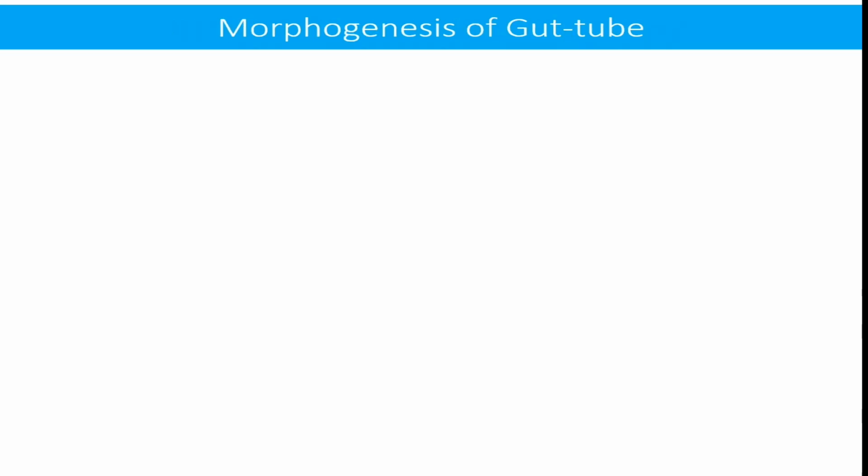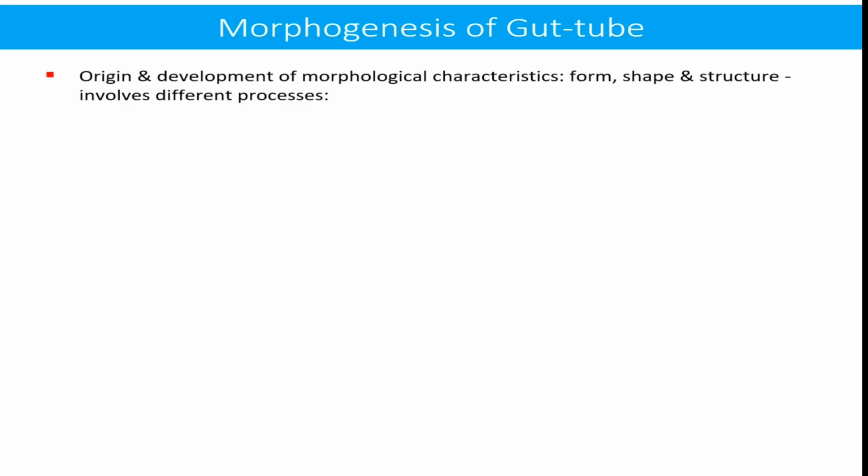Now we come on to the morphogenesis of the gut tube. Morphogenesis is the process which involves the origin and development of different morphological characteristics of an organ, such as form, shape, and structure. Morphogenesis involves different processes such as, number one, elongation and looping of an organ because of differential growth in the walls of that organ.